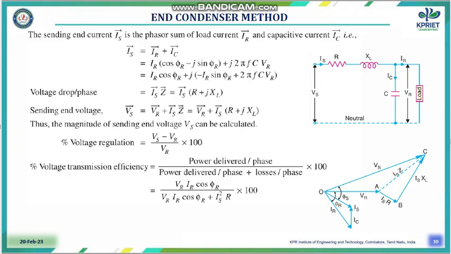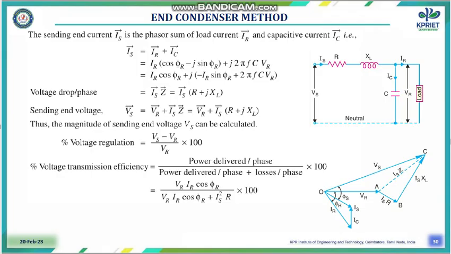We know that the sending end current is equal to, the current is dividing into 2 here, IC plus IR. So IS is equal to the receiving end current IR into cos phi R minus j sin phi R, plus the capacitive current j 2 pi F C VR. If we manipulate all these, we can get the sending end current.